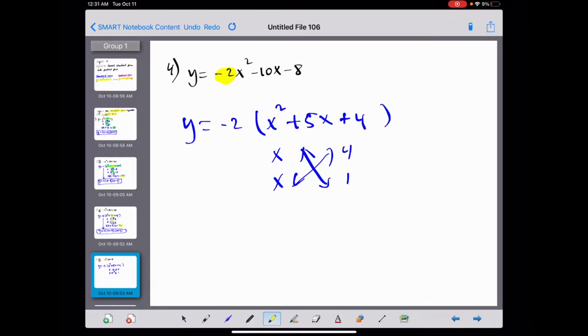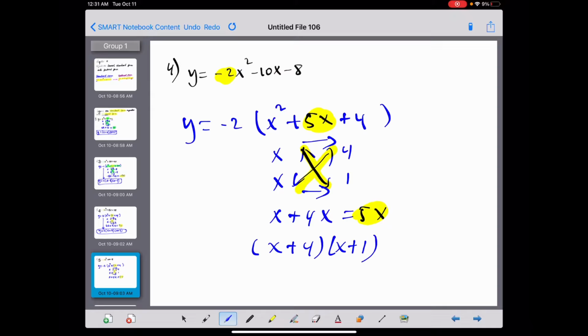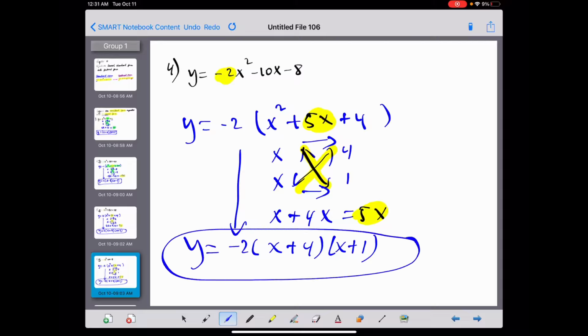So let's test it out. x times 1 is 1x. x times 4 is 4x. That gives us 5x. So this term matches with this, we're on the right track. Remember, if it's on the wrong track, erase it and guess again. So our factors are x plus 4 times x plus 1. Don't forget the negative 2 and y equals. And that is your factor form right there. Okay guys, we are done.